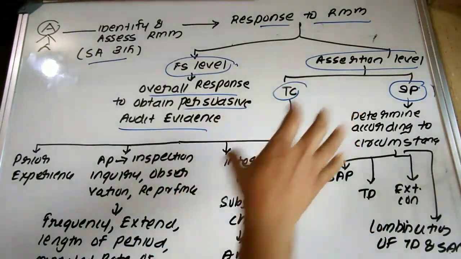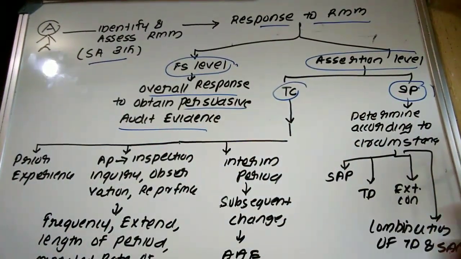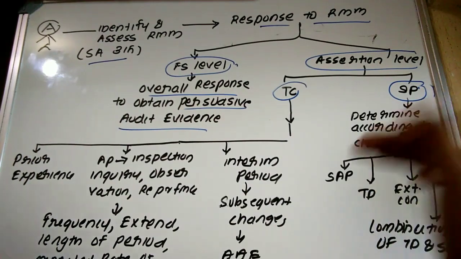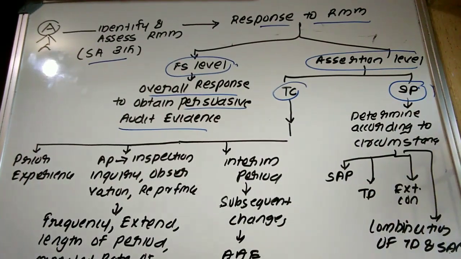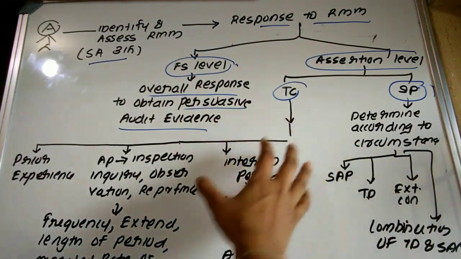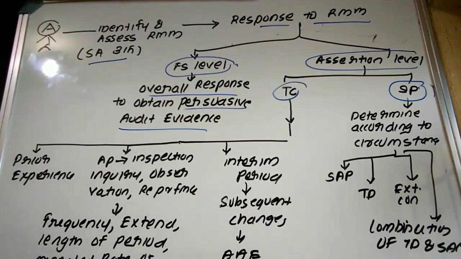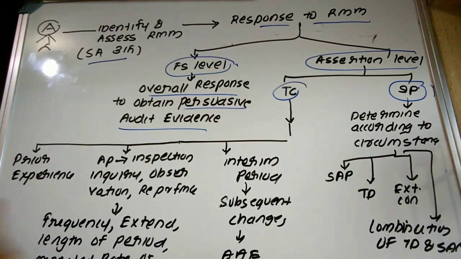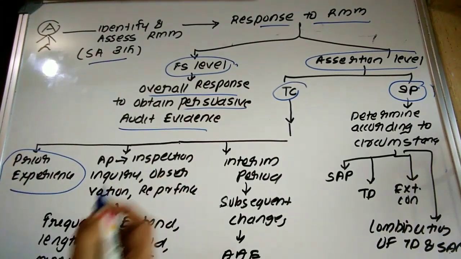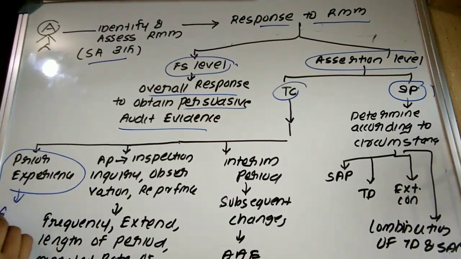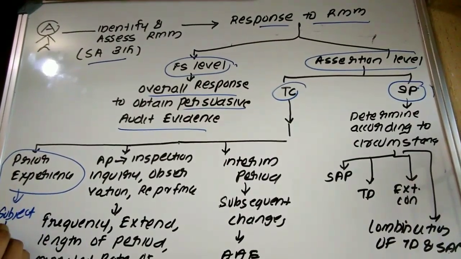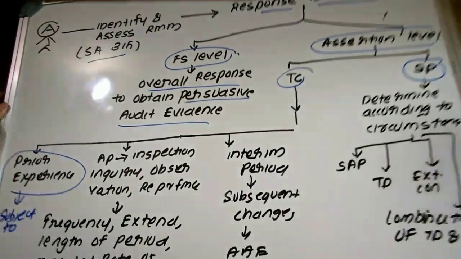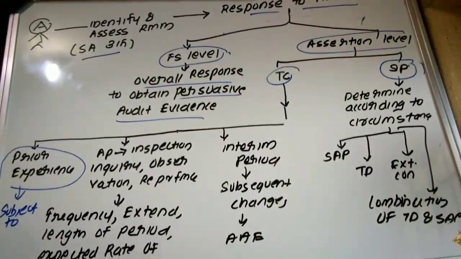Test of control. This is mainly for the purpose of obtaining reasonable assurance that the internal control system is operating efficiently or not, on which the auditor should place what? Reasonable assurance. So the auditor may use his prior experience subject to conditions.